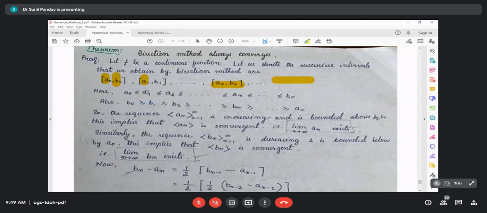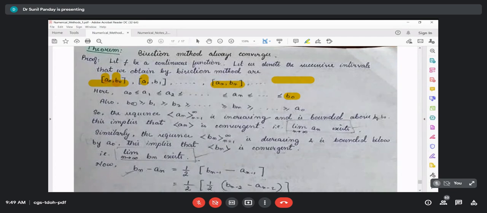So a0 < a1 < a2, and they are all obviously less than b0, because they cannot go beyond b0. Each and every time we are reducing the interval, and the first interval is [a0, b0].